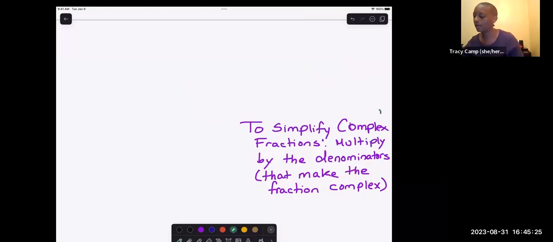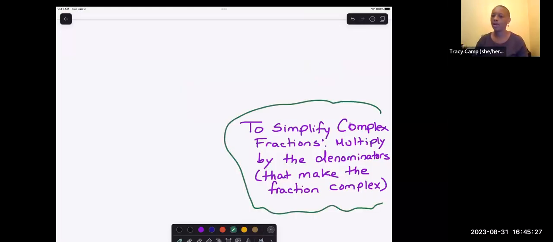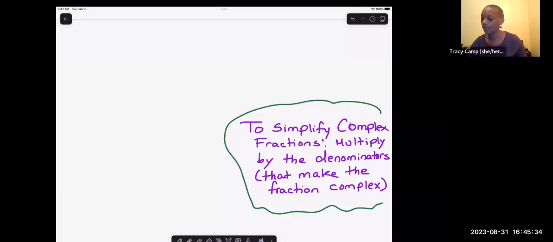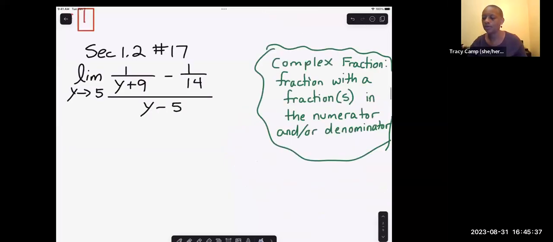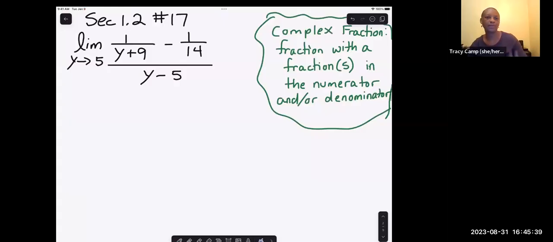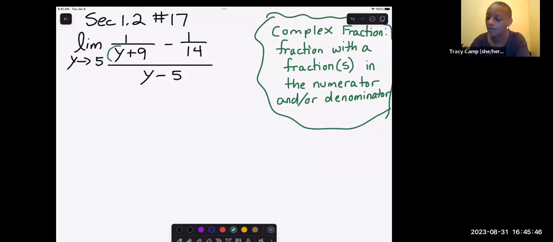To simplify complex fractions, multiply by the denominators, specifically the denominators that make the fraction complex. So here's what I mean. Here we are with a complex fraction. That means we have fractions within the fraction. And what you want to do is multiply by what I'm circling right now, the denominators that make this fraction complex. So the denominators of the fractions that are within the fractions, that's what you're going to multiply by.